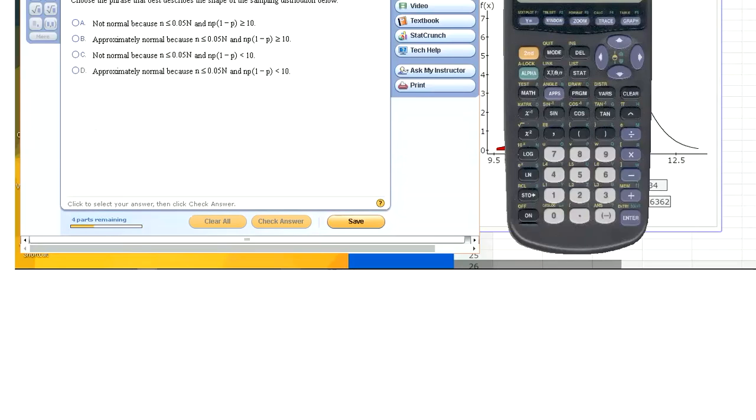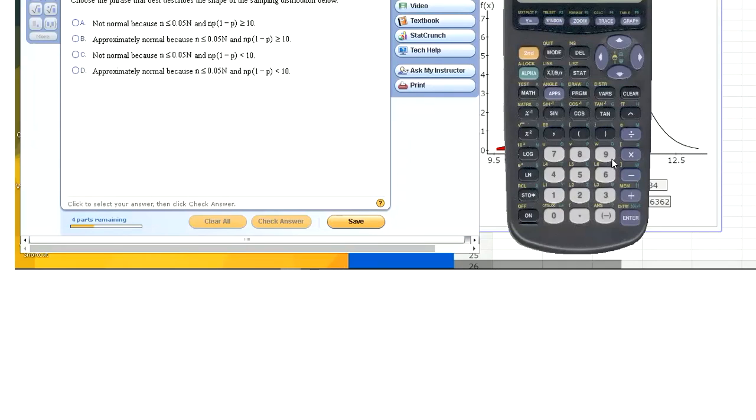Okay, well, let's see. We've got the same kind of question. Sample size of 125, a population of 15,000, p is equal to 0.2. Let's check if this is approximately normal. So 0.05 times 15,000 is 750. Is our sample size smaller than that? Yeah, it is. 125 compared to 750.